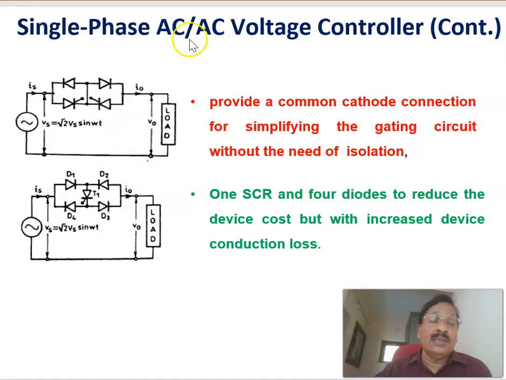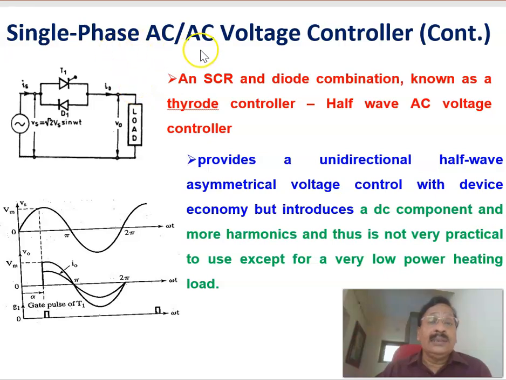Both can be used for an AC to AC converter or single phase AC controllers, voltage controller. No isolation is required for the gating circuit in both cases. Now continuing the AC to AC voltage controller, here is a single phase AC input voltage and a variable output voltage, the RMS value of the output voltage.